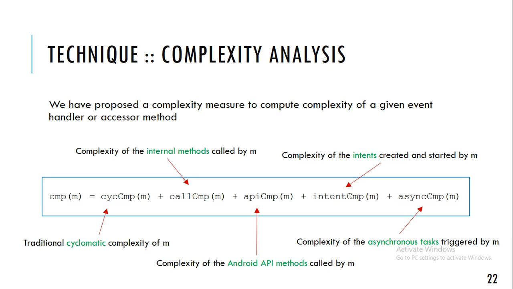The next aspect is intent complexity, which deals with the notion of intent, which is specifically introduced in the Android API. And simply stated, an intent is a mechanism for passing the control to another GUI screen. So if a method M uses intents, the more complex those target intents are, the more complex M is. And finally is async complexity, which deals with asynchronous tasks. If M creates a background thread or a background asynchronous task, the more complex that thread is, the more complex M is.